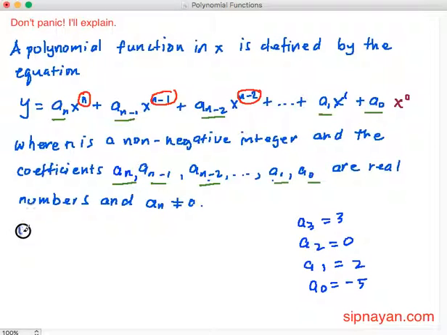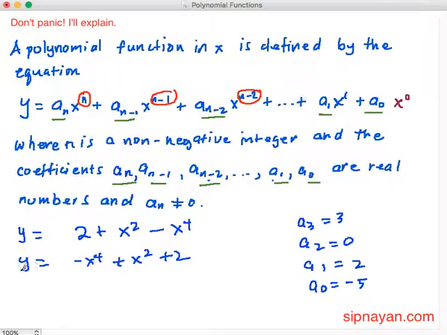So, for example, meron tayong y equals x to the 4th minus 5x and 2 plus x squared minus x to the 4th. So, decreasing ba yung exponent? No. So, we can rearrange it para makuha natin yung mga values dito. So, we can have negative x to the 4th, kasi minus siya eh. Plus x squared plus 2. No? So, ano ang pinaka malaking exponent natin? We have 4, di ba?